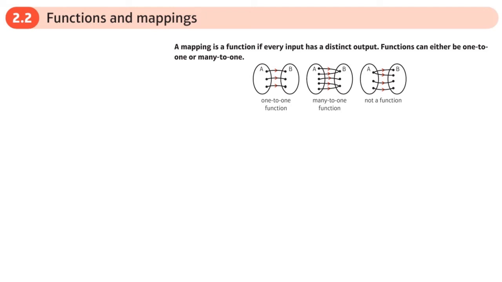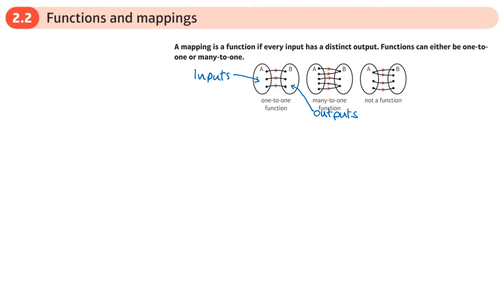This is section 2.2 on functions and mappings, and basically a mapping diagram shows you what a function does to all its input values. So this little oval shape represents all the inputs, the values that go in, and it shows you where those outputs go.